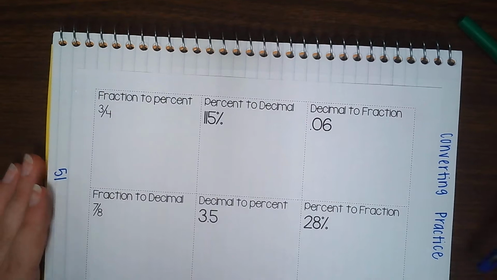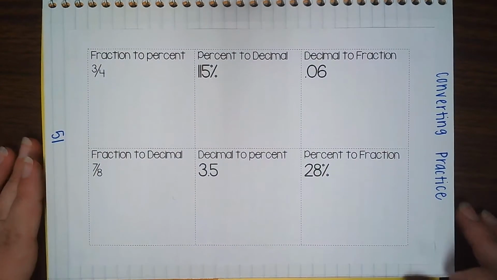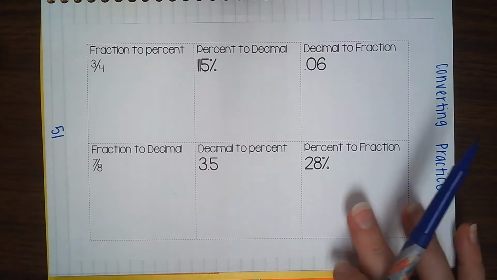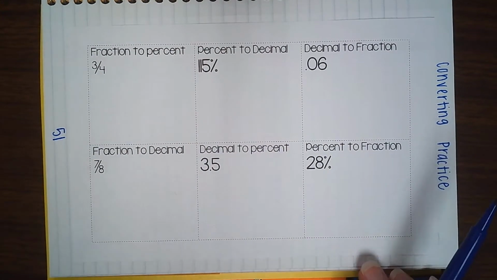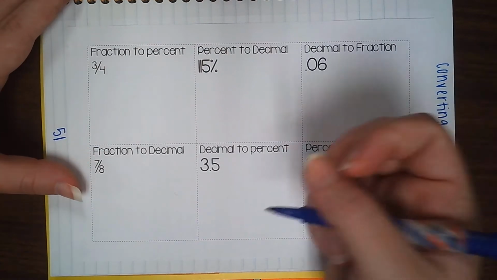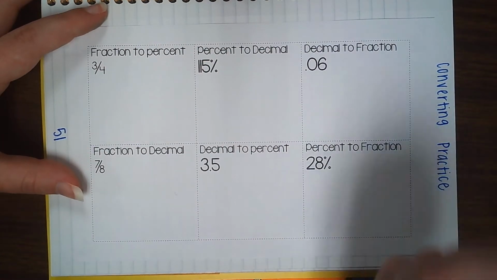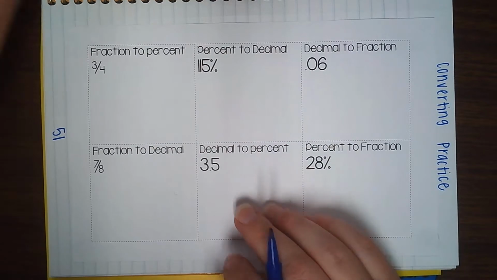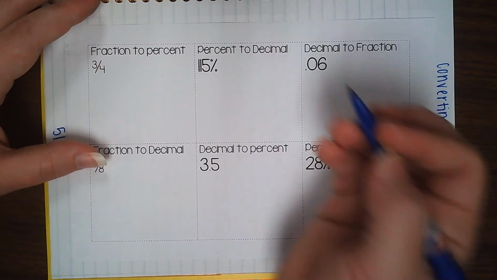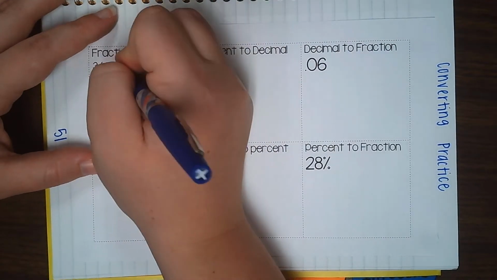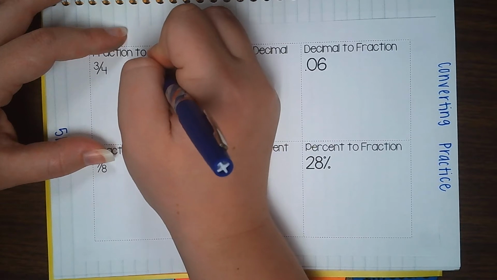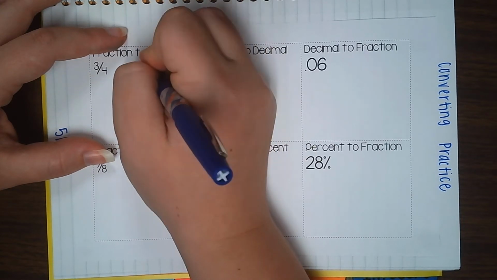All right. So the first one we're looking at is 3/4, and we are converting from a fraction to a percent. When we convert from a fraction to a percent, we divide the numerator by the denominator, and then to make it a decimal, we move our decimal 2 places to the right. So the first thing we have to do is divide. Numerator goes inside the box, denominator goes on the outside.